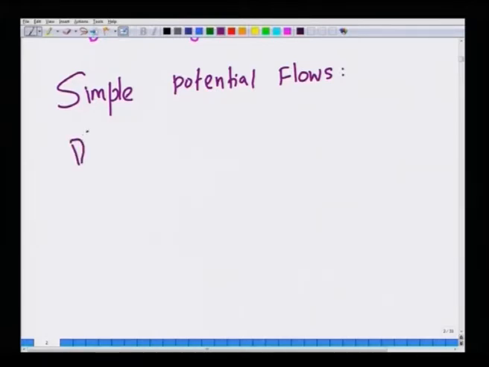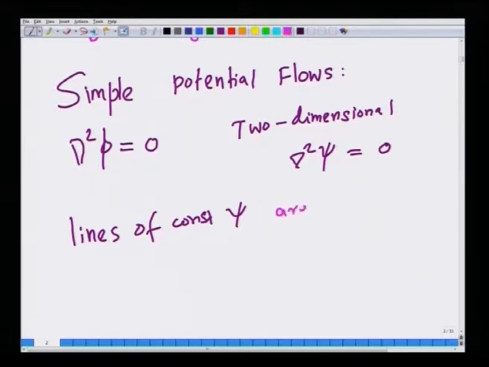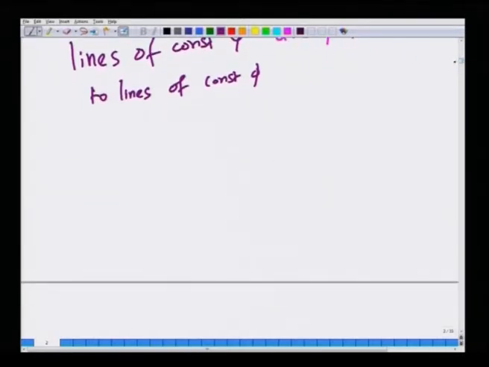Before that, we also discussed that just as this potential satisfies del squared phi equal to 0 for 2-dimensional flows, that is when the flow is happening only in the xy plane, we also showed that the stream function also satisfies the Laplace equation, and lines of constant stream function psi are perpendicular to lines of constant phi, that is the streamlines and equipotentials are orthogonal to each other at each and every point in the flow.